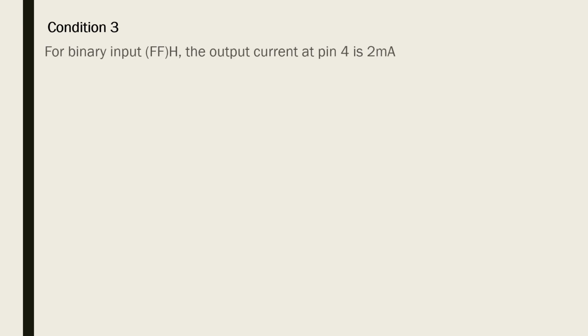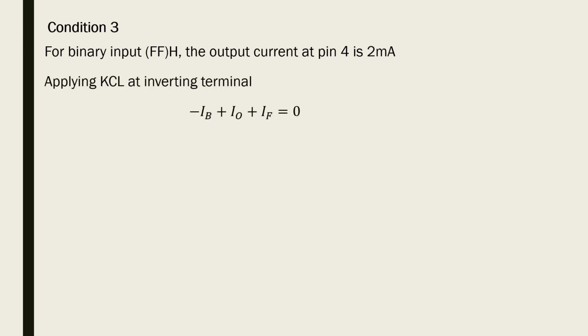And condition 3 is for the binary input FF in hexadecimal, where the output current at pin 4 is 2 milliampere. So applying KCL at the inverting terminal, we get the value of IF is equal to minus 1 milliampere. Therefore V0 will be equal to minus of minus 5, which is equal to plus 5 volts, since it is an inverting amplifier. So in this way we can convert a unipolar circuit into a bipolar range varying from minus 5 volt to plus 5 volt, and this is possible by using the integrated circuit MC1408, which is an 8-bit DAC. So thank you for watching this.